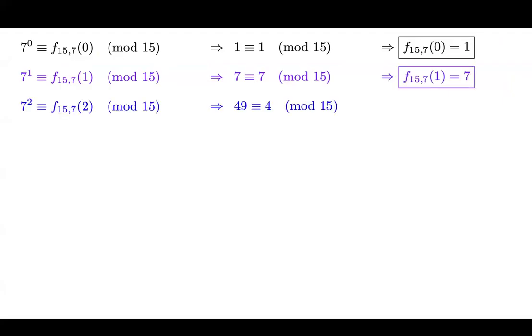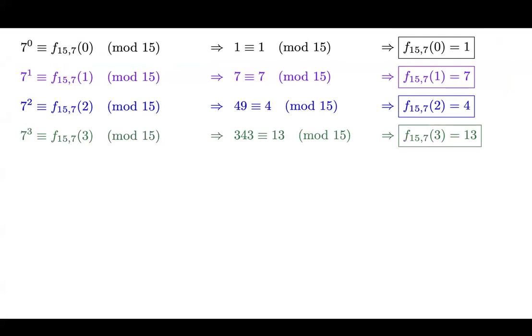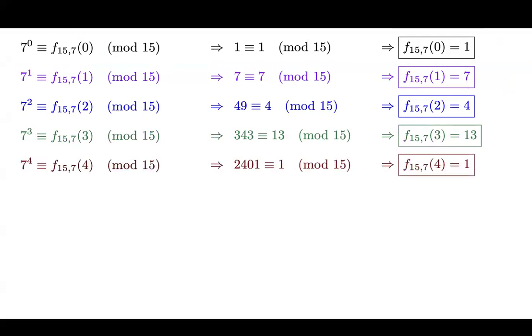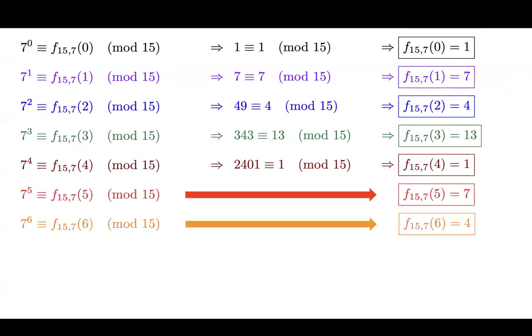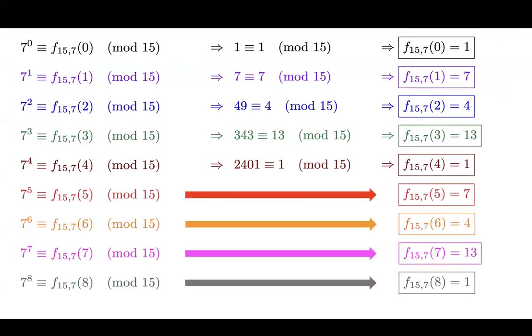For x equals 2, we get f of 2 equals 4. Similarly, for x equals 3, f of 3 equals 13. Then we get f of 4 equals 1. For the next one, we get this, then this, and so on. Observe how the value of the function changes: 1, then 7, then 4, then 13, then 1, then 7, then 4, then 13, then 1, and so on.